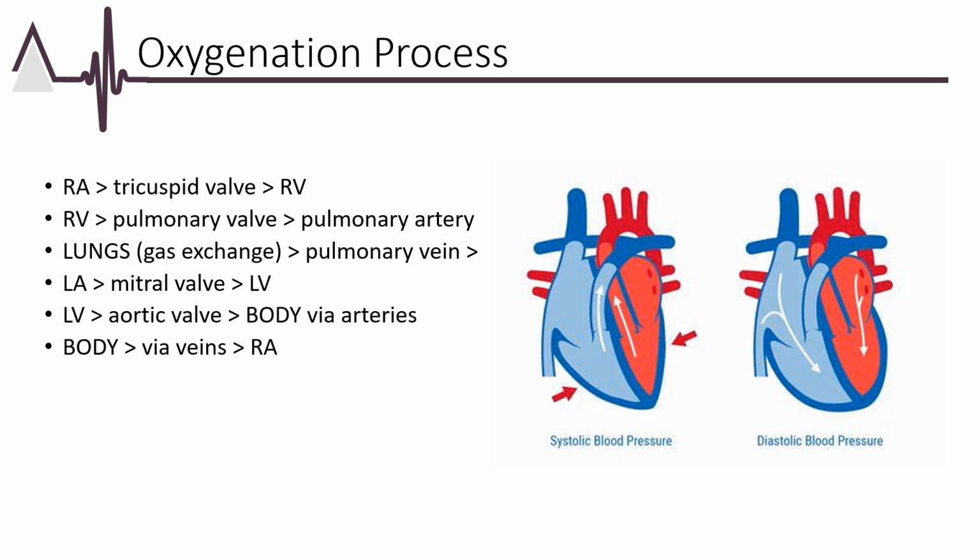Deoxygenated blood flows through the pulmonary artery away from the heart and to the lungs where gas exchange occurs. Oxygenated blood is picked up and returned to the heart through the pulmonary vein. Oxygenated blood enters into the left atrium from the pulmonary vein. During diastole, blood flows down from the left atrium through the mitral valve into the left ventricle. During systole, the heart contracts and blood is forced from the left ventricle through the aortic valve into the aorta.